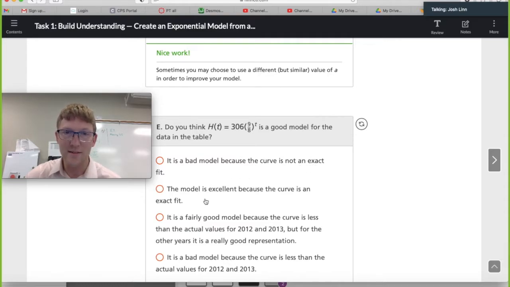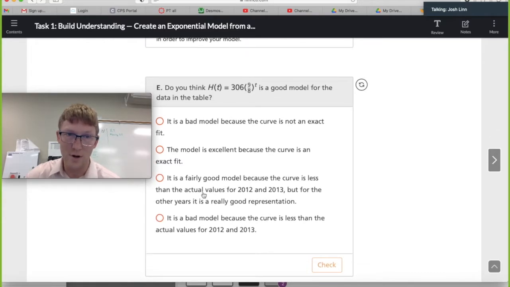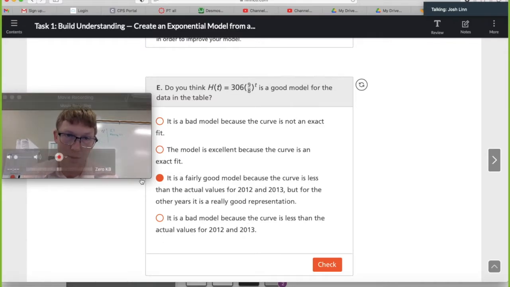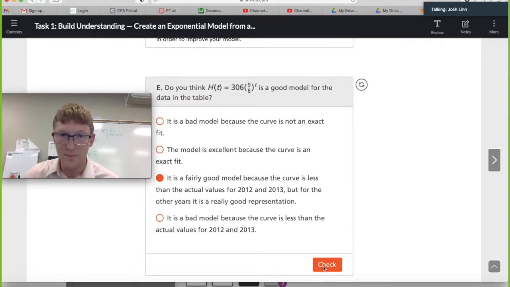The model is excellent because the curve is an exact fit. Well, that's false because it's not an exact fit. We know that. It is a fairly good model because the curve is less than the actual values for 2012 and 2013, but for the other years, it's a really good representation. It is a bad model because the curve is less than the actual. So again, I think it's a good model. So that's why I like that one right there.